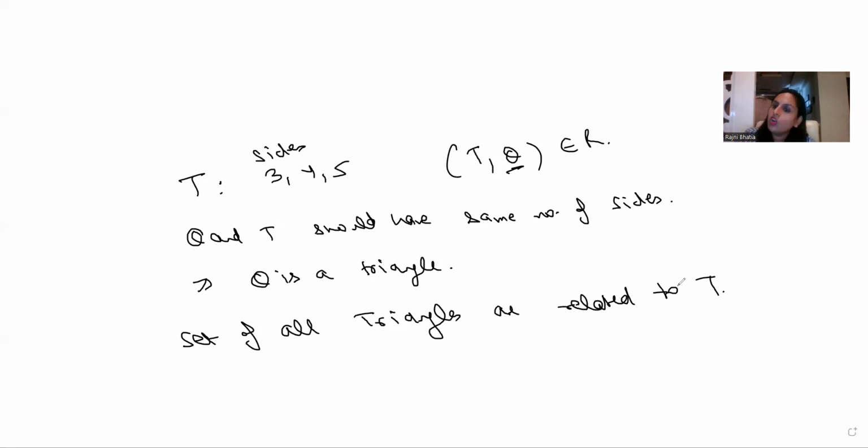T and Q belong to R. That simply means both should have the same number of sides. This implies Q should also have the same number of sides as T. So Q should also be a triangle. And therefore, the set of all the triangles are related to T.